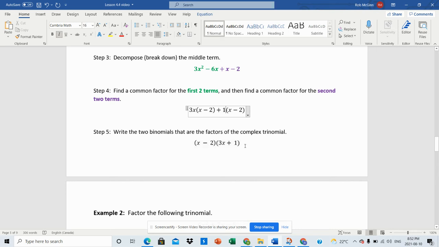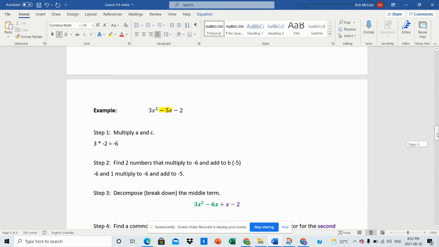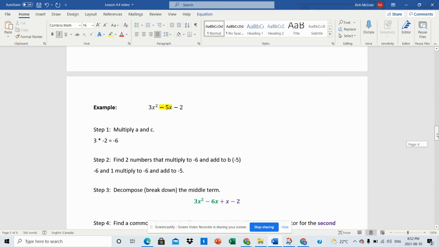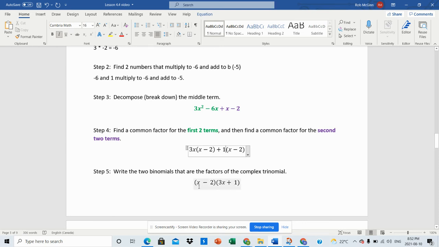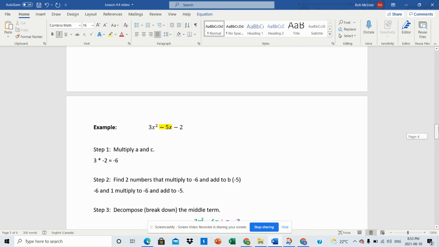Those are the two binomials that factor down from our original equation, which was 3x squared minus 5x minus 2. And we can prove that: x times 3x is 3x squared. X times 1 is x. Minus 2 times 3x is minus 6x. So that'll become minus 5x, and minus 2 times 1 is minus 2. And that's exactly what we started with.